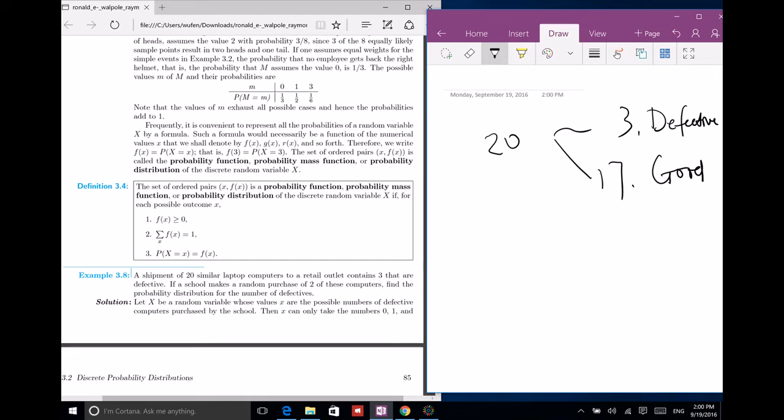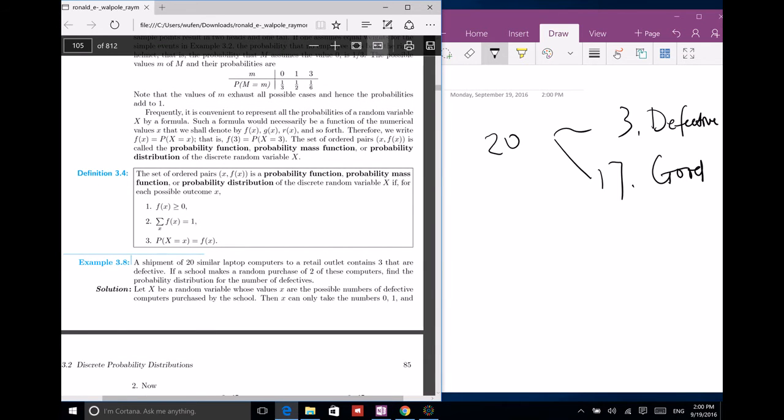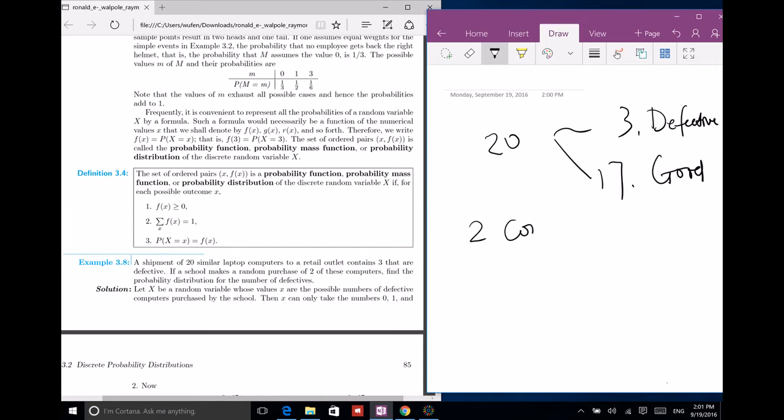Now, if a school makes a random purchase of 2 of these computers, find the probability distribution for the number of defectives. So right now, they're going to choose 2 out of the 20. Okay, so it's going to be a discrete probability distribution because all the computers are countable, right? So if you buy 2, you could have this issue: 0 computers defective.